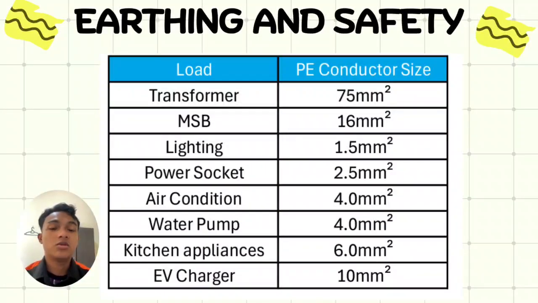Lastly, I'll be talking about the PE conductor size. For a transformer, we will be using 75 square millimeters. That is because when S is bigger than 35, we will be using the formula of S over 2, which will be divided. So for the transformer, we have 150 load. 150 divided by 2, we will get 75. That is the size of the PE conductor.